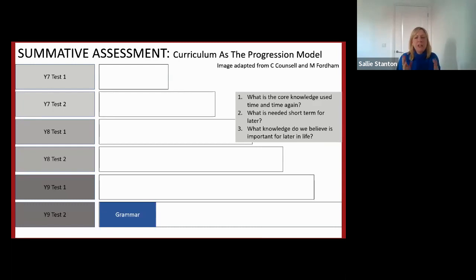So I chose not to have a specific section on Jekyll and Hyde, but I did choose to have a section that drew on their understanding of genre and vocabulary that would have been introduced to them in Year 7 and revisited through the tests throughout the years. Because once I thought about my Year 9 test, I can work backwards from there. And then what knowledge do I think is really important for later in life?